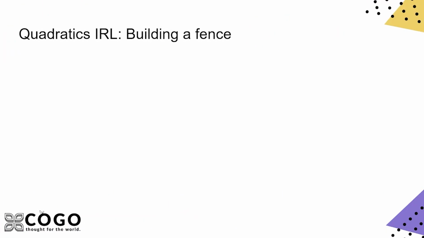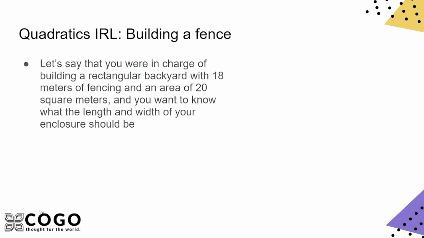Now that you've learned all of the methods to solve a quadratic equation, let's do one final practice problem to show you how this concept can be used in real-life situations. Let's say that you were in charge of building a rectangular backyard with 18 meters of fencing and an area of 20 square meters, and you want to know what the length and width of your enclosure should be in order to accomplish that goal.